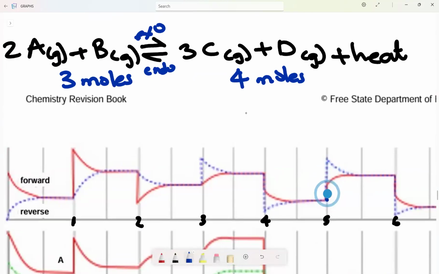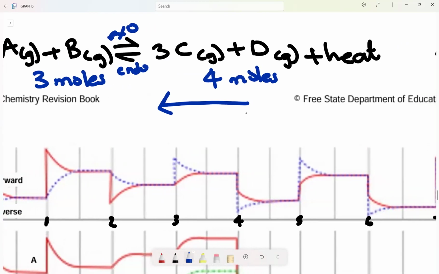Can you see the dotted lines? Yes. So now it means the reverse reaction is favored, okay? The question is, was there an increase in pressure or temperature at this instant? Let's see.